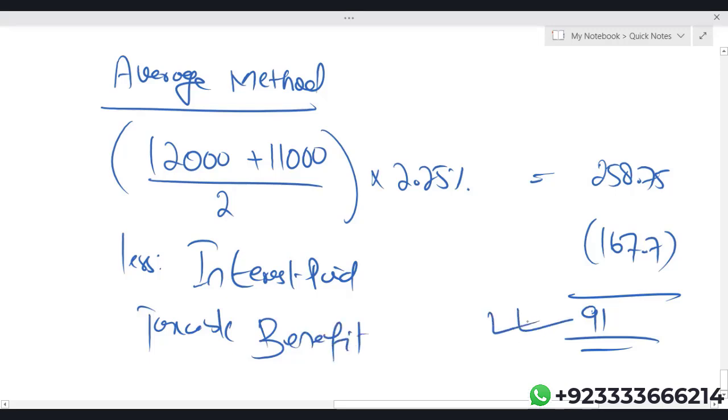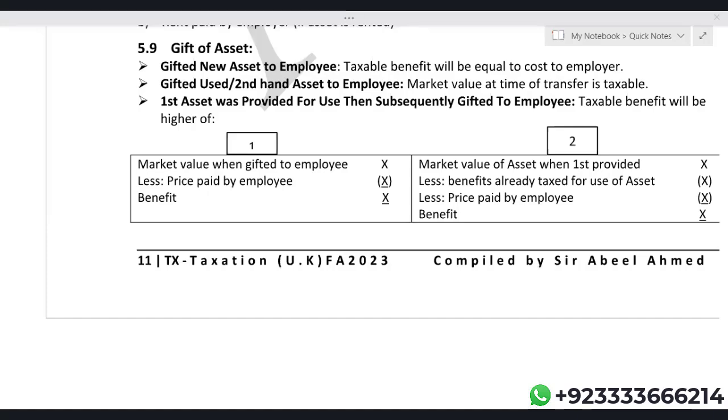But please listen, it does not mean that the average method always results in a lower benefit. It's just a coincidence that in the two examples we did, the average method has given us a lower result. If it comes in the exam and nothing is mentioned, you have to solve using both the methods. After that, you will opt for the method which gives you the lower taxable benefit. Is this clear to everyone? Students, please reply. Great.